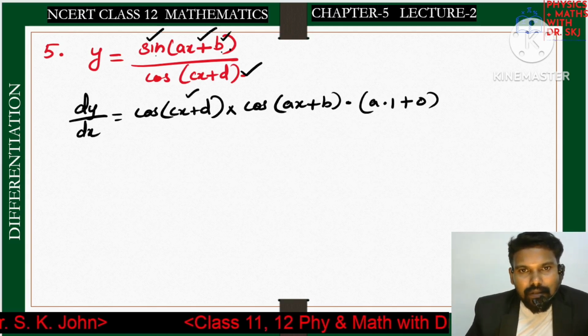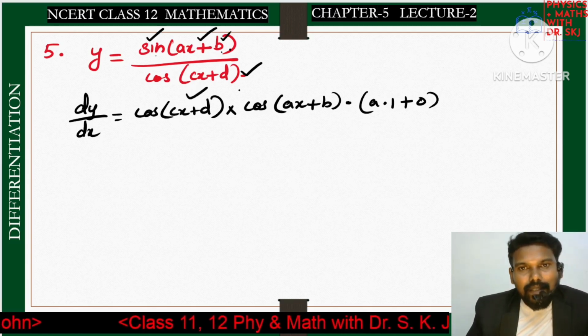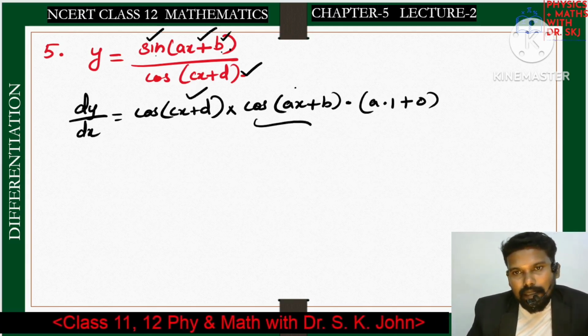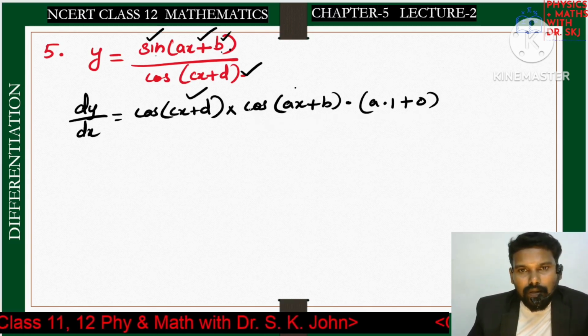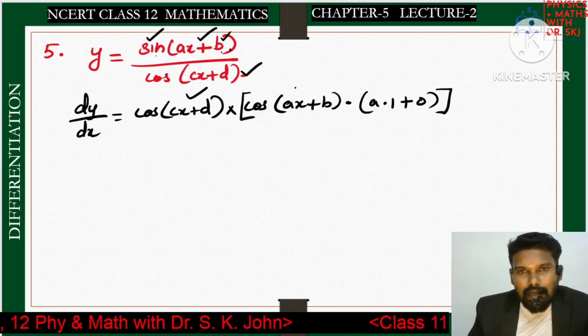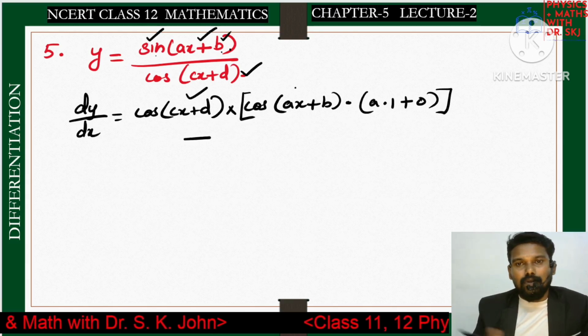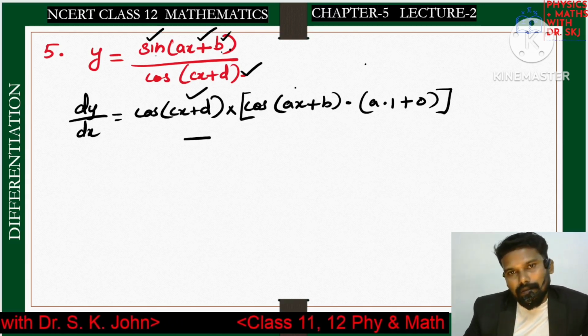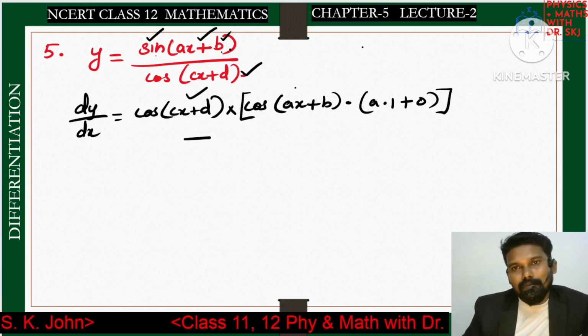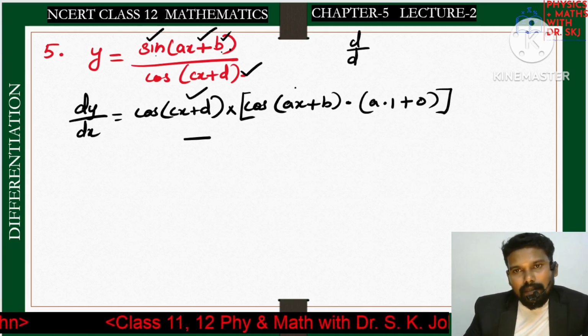So first function, sorry, the denominator into derivative of numerator. This is the derivative of numerator. That part is over. Then you have to put a minus sign. You are using the quotient rule. Okay. d by dx, I will write the rule here.